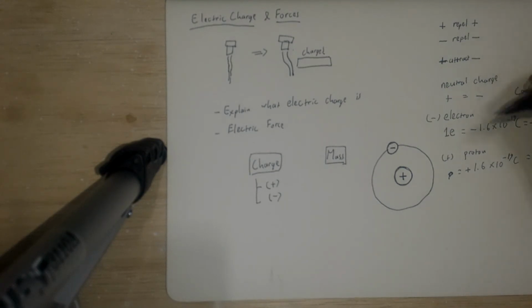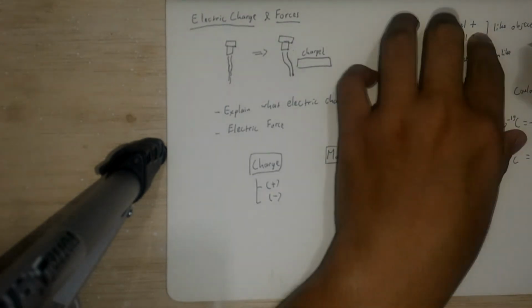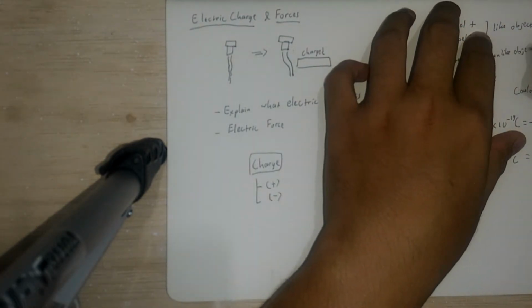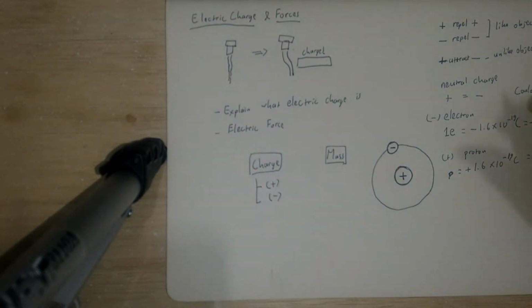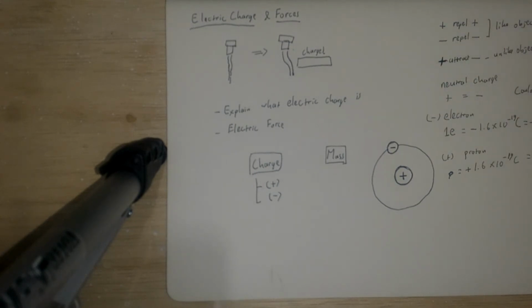So we say that like objects repel, and unlike charged objects, positive or negative, will attract. So how about if we put something to a neutral charge? The answer is it will also attract. Why? We'll talk about it later.